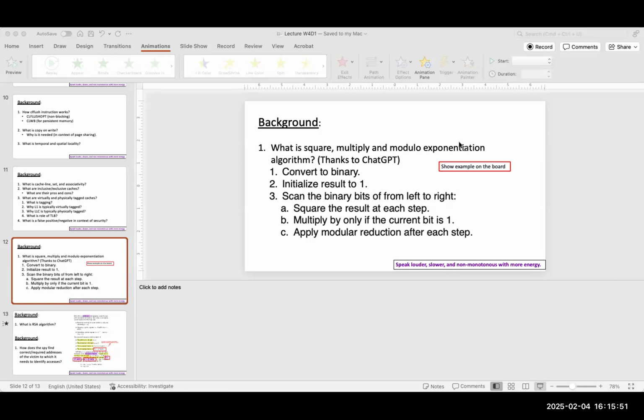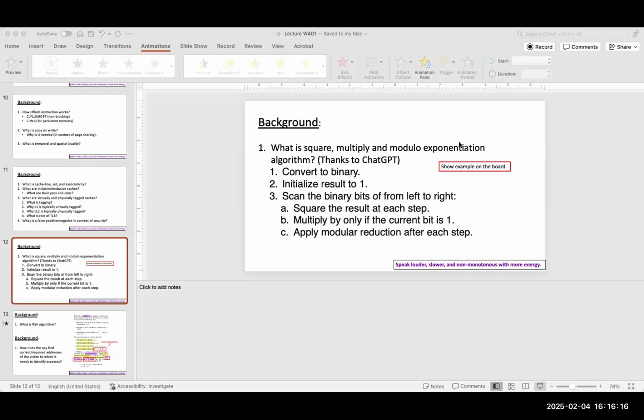Now then you go to the second bit, you do the same thing, so that your current result becomes 3. So you repeat. You scale it, it will become 9, right? Then you look at the second bit, it is 1. If it is 1, then you multiply it with the B. So when you do 9 times 3, it will become 27, right? And then you do the modular separation.